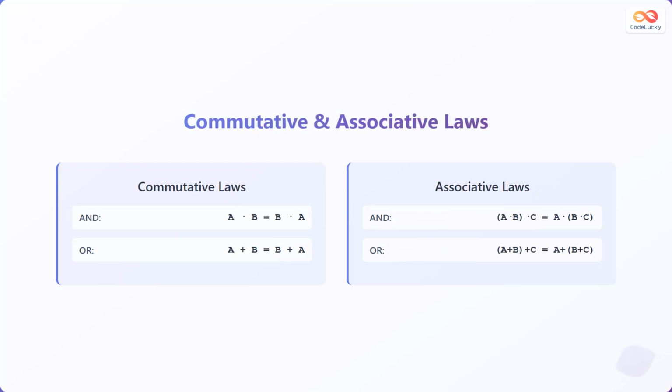Now let us discuss the commutative and associative laws in Boolean algebra. In commutative laws, for AND, a AND b is equivalent to b AND a. Similarly, for OR, a OR b is equivalent to b OR a. For associative laws, for AND, (a AND b) AND c is equivalent to a AND (b AND c). For OR, (a OR b) OR c is equivalent to a OR (b OR c).